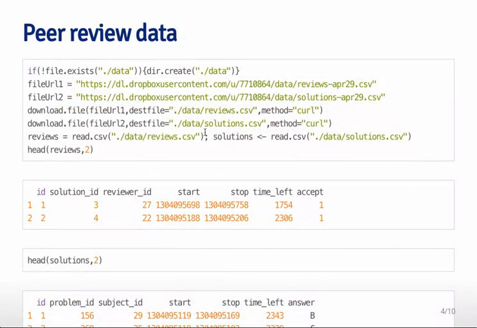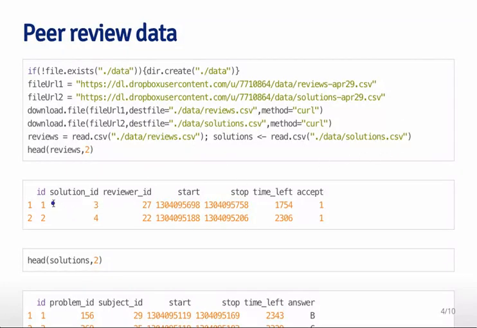So what we can do is download the peer review data. The peer review data is actually available from my Dropbox account. And so we can get the reviews and the solutions from this data set. We download these two files. There are two data frames, one corresponding to all the SAT problems that were solved by people in the study, and one corresponding to all the times that those problems were reviewed. So we read them both into two data frames.